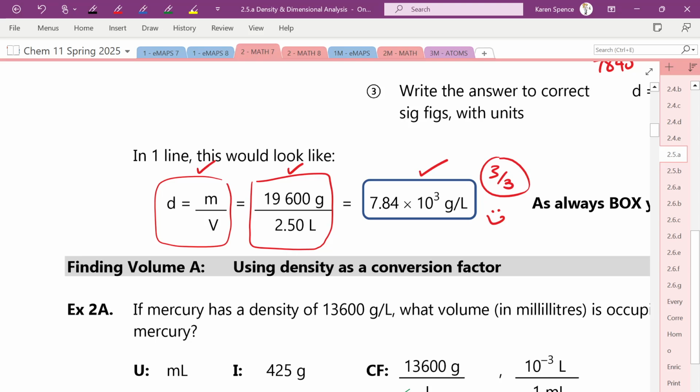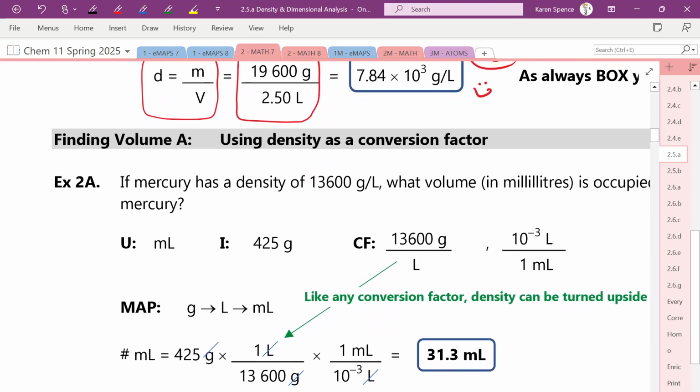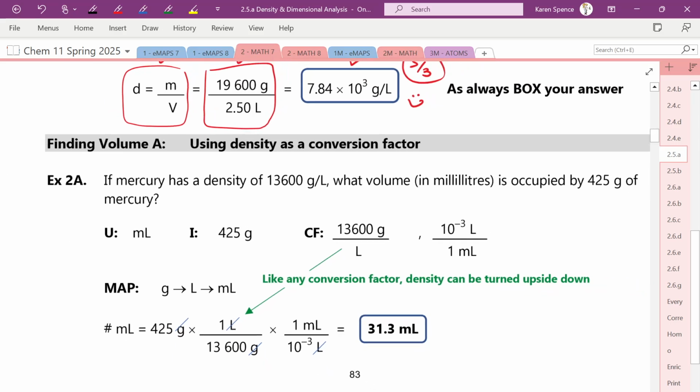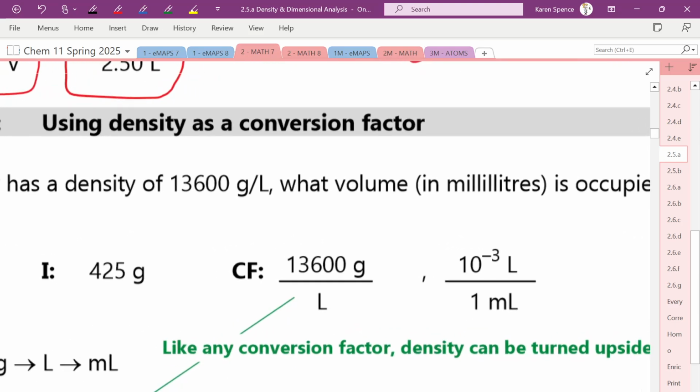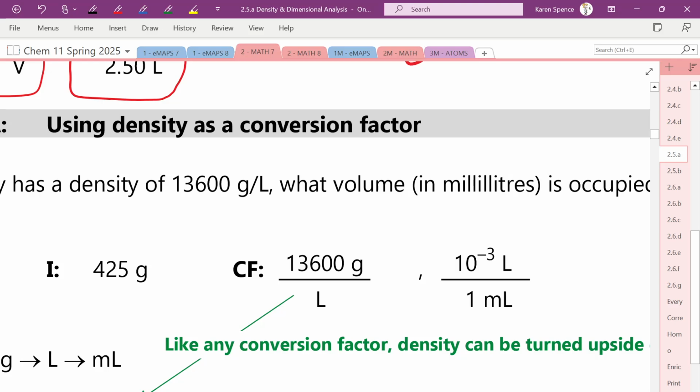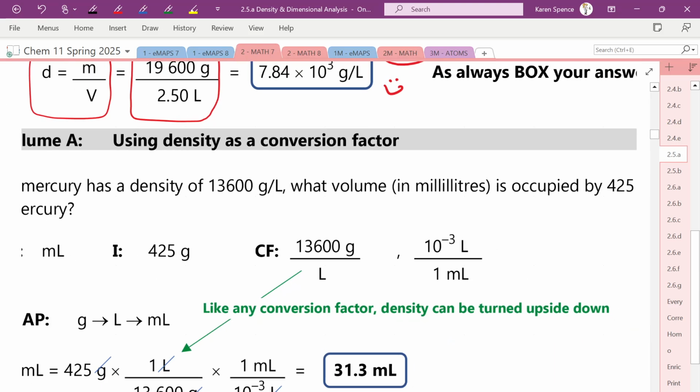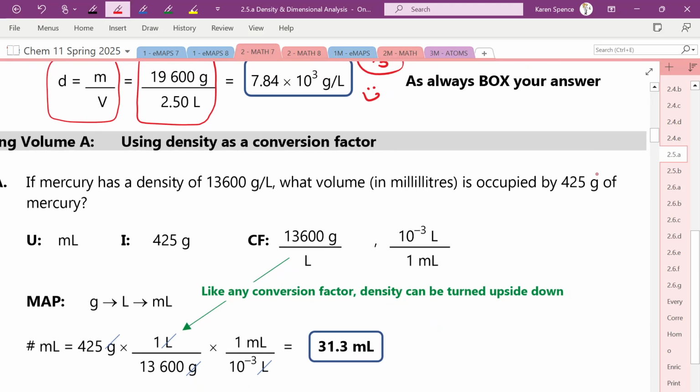Now, we are going to use density as a conversion factor, and in fact, you have already done this, haven't you? Have you already done this? Maybe on your quiz? Okay, so we have, if mercury has a density of 13,600 grams per liter, what is the volume in milliliters that is occupied by 425 grams?